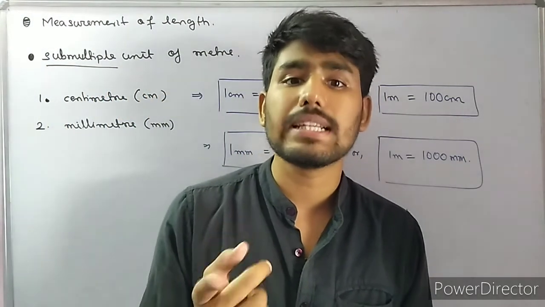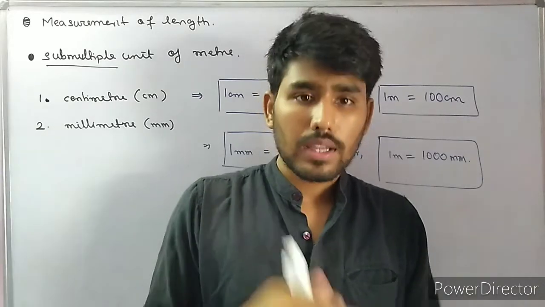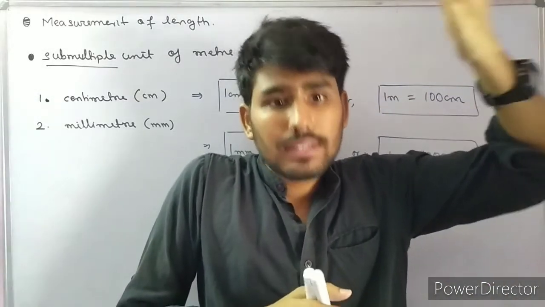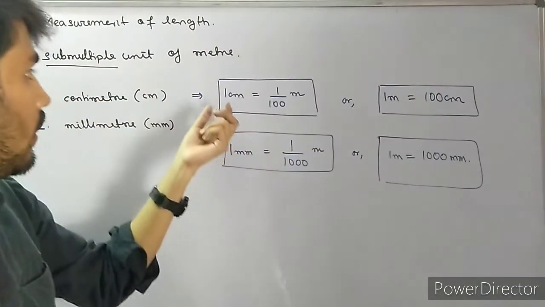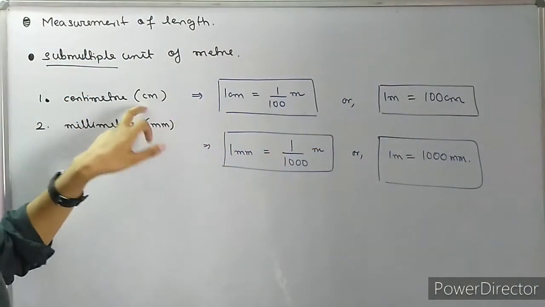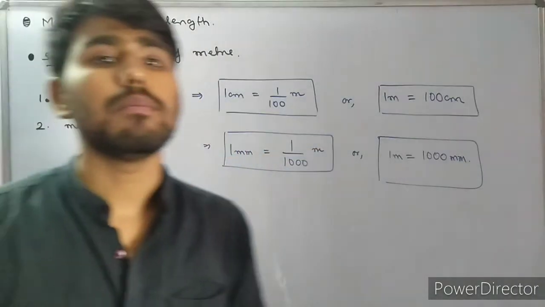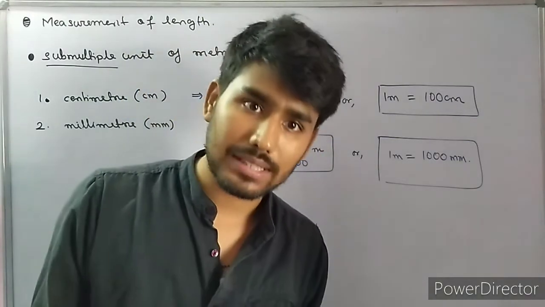1 meter. Kilometer is a bigger unit. Then we have meter. Below meter we have centimeter, and below centimeter we have millimeter. I hope it's clear.